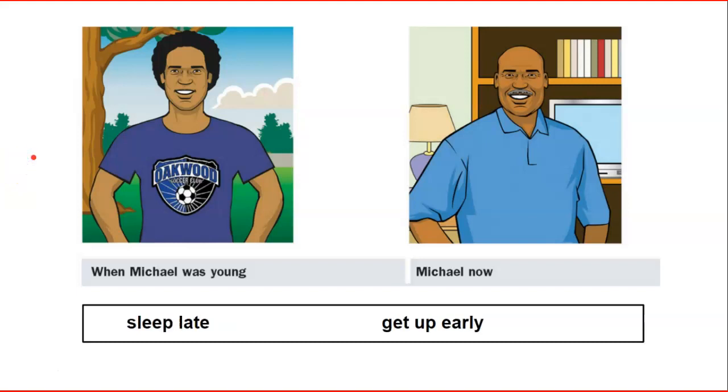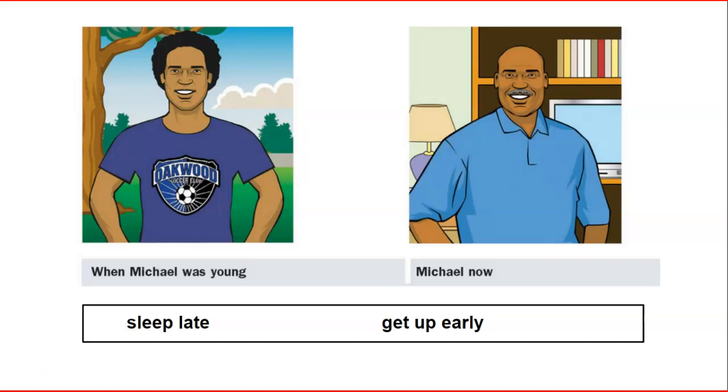Let's have Marianne. You want to try this one? Oh, did we lose Marianne? I think your mic is muted, Marianne. Yes, yes. But I was talking to my kids. Do you want to do the next one? Yes. When Michael was young, he used to sleep late. Now he gets up early.